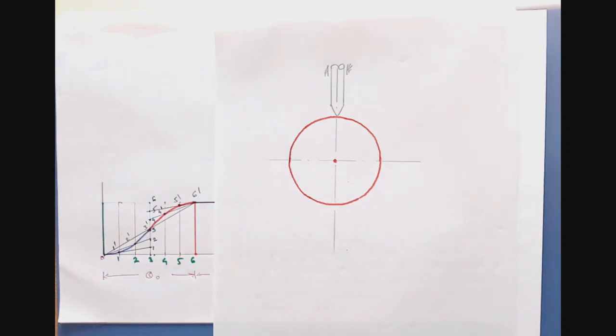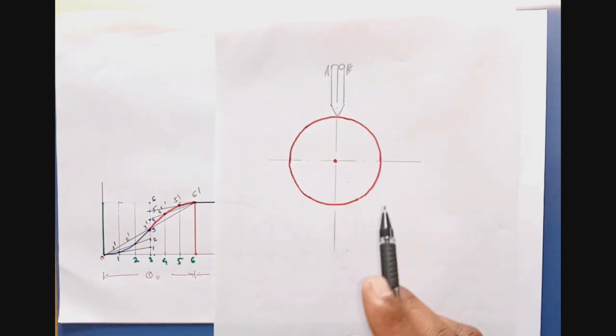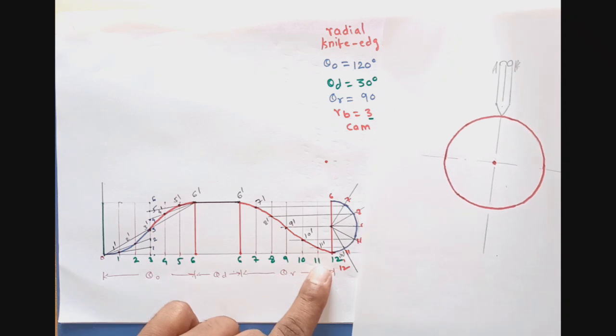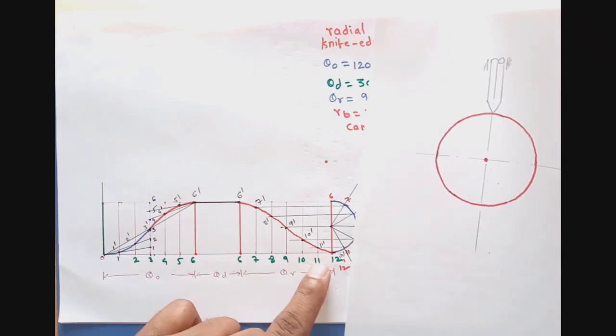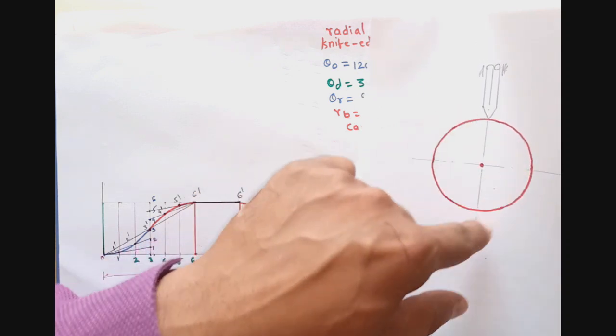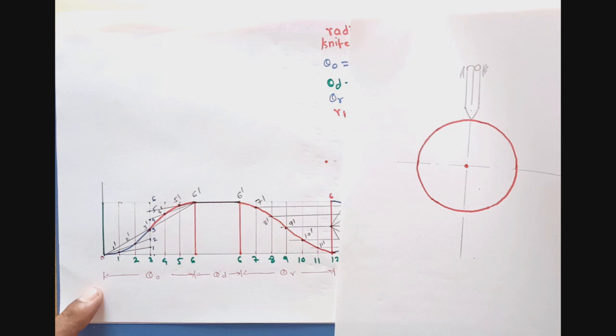Because the follower is radial. Now in the next step, we will divide this base circle into equal number of parts as that of the x-axis in the displacement diagram. You just imagine that the length of this x-axis is equal to the circumference of the base circle.